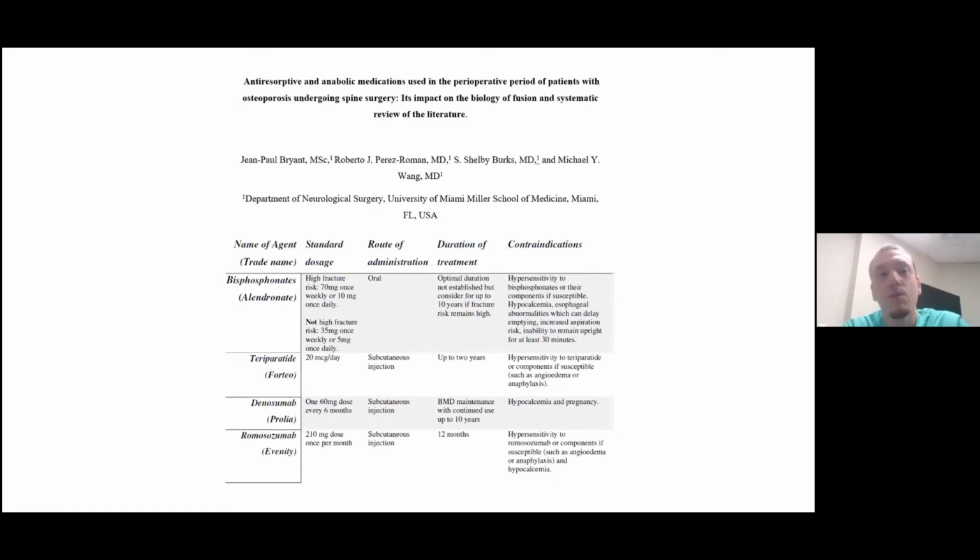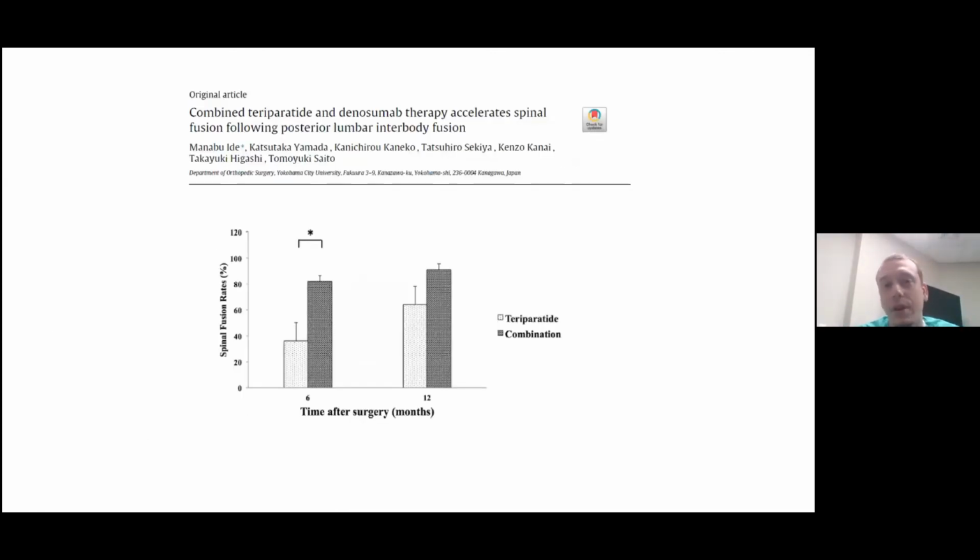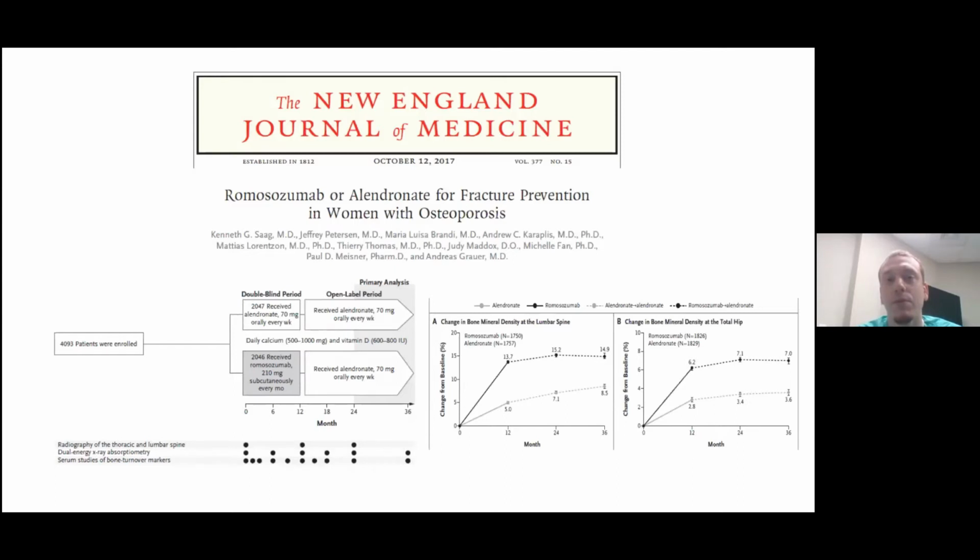Sorry. In respect to ramucirumab, there's this landmark paper published in the New England Journal of Medicine where they compared ramucirumab to alendronate for prevention of fractures in patients with osteoporosis. They basically looked at 4,000 patients that received either bisphosphonates alone or ramucirumab in combination with bisphosphonates. And again, there was a significant reduction in the incidence of vertebral fractures.